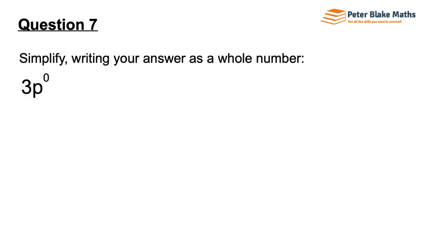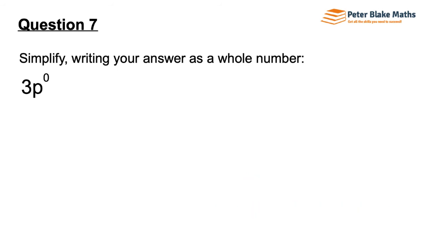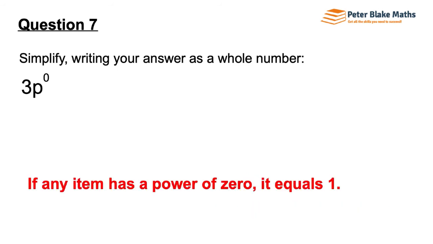Question 7. Simplify writing your answer as a whole number. 3p to the power of 0. This is a funny old rule, this one. If any item has a power of 0, that item equals 1.